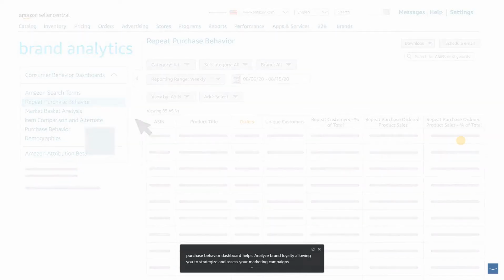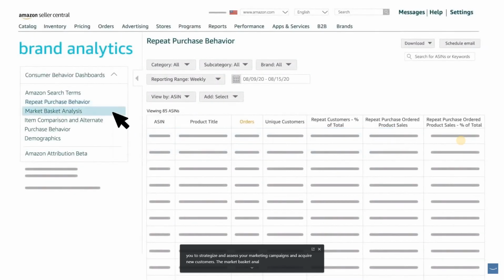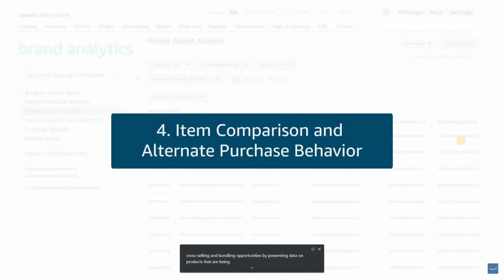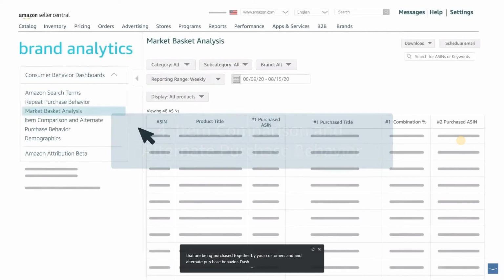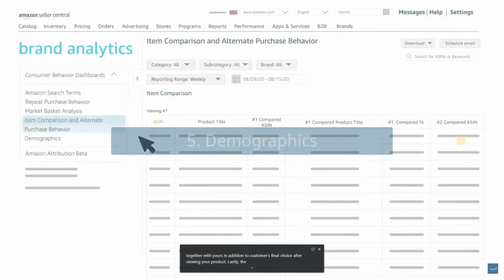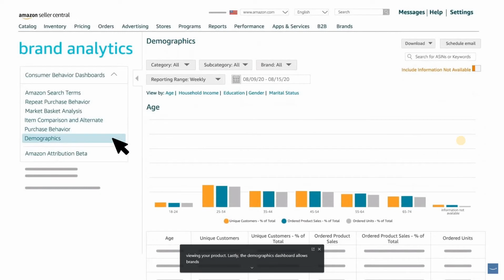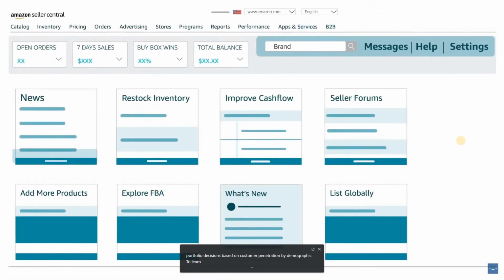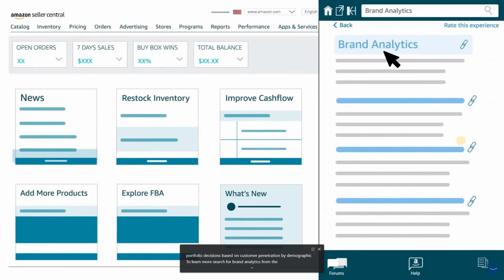acquire new customers. The Market Basket Analysis dashboard identifies cross-selling and bundling opportunities by presenting data on products that are being purchased together by your customers. The Item Comparison and Alternate Purchase Behavior dashboard helps improve competitive intelligence with insight on products most frequently viewed together with yours, in addition to customers' final choice after viewing your product. Lastly, the Demographics dashboard allows brands to evaluate targeted marketing campaigns and make product portfolio decisions based on customer penetration by demographic. To learn more, search for Brand Analytics from the search bar on your Seller Central homepage.